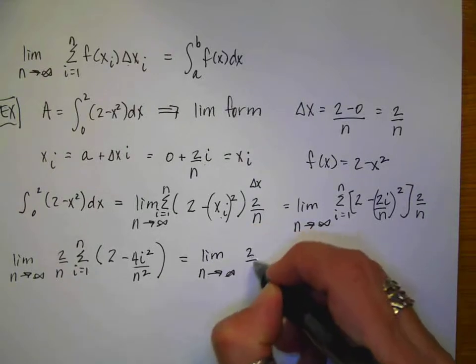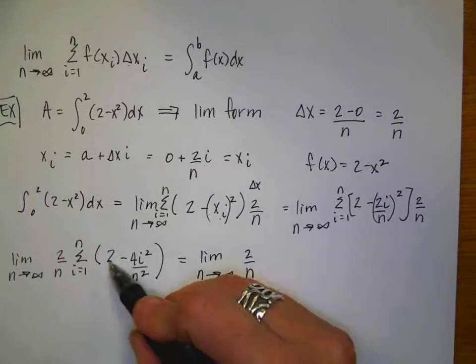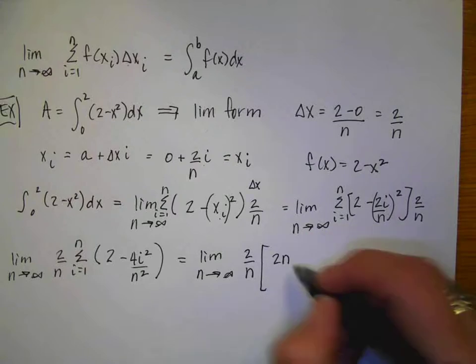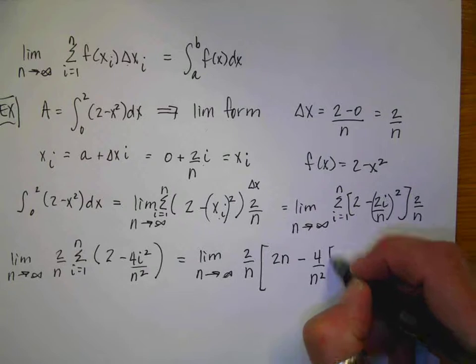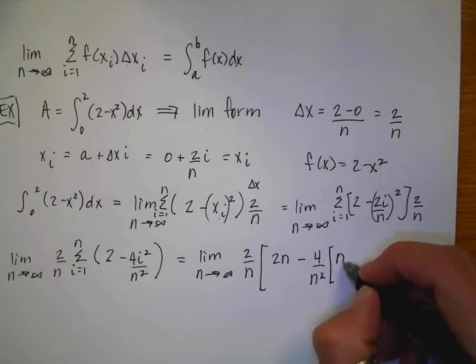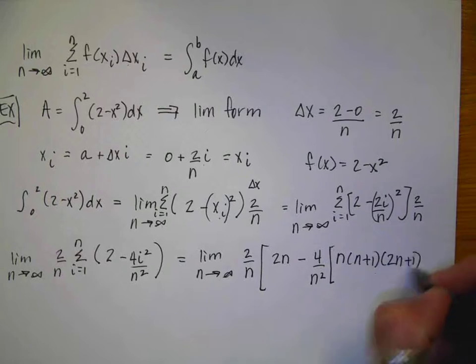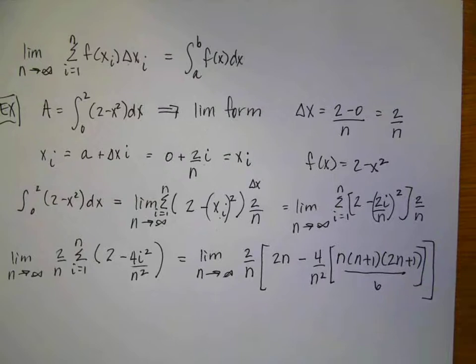So the limit as n approaches infinity of 2 over n, and then remember that the sum of 2 is going to give 2n, right? And then I'm going to have minus 4 over n squared, and then I'm going to have the sum of i squared, which is n times n plus 1 times 2n plus 1 over 6, and then that is what I have to manage the limit of.